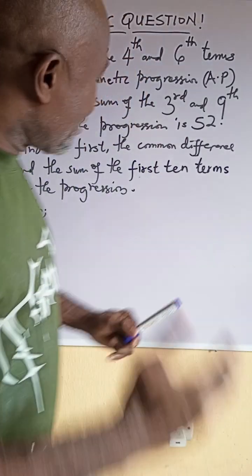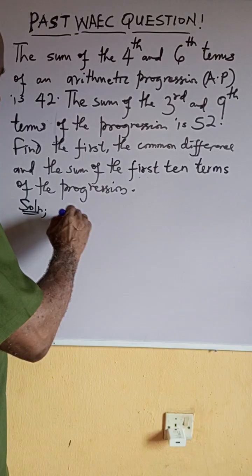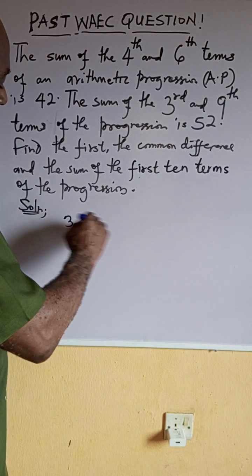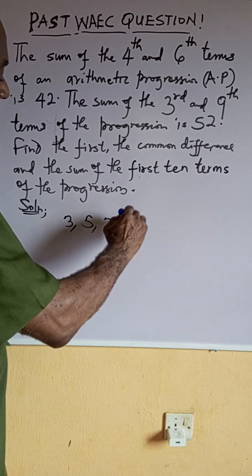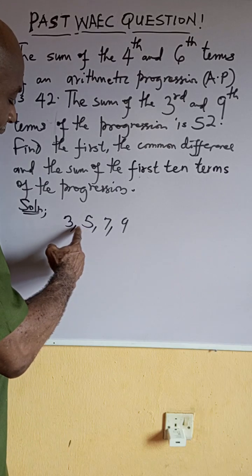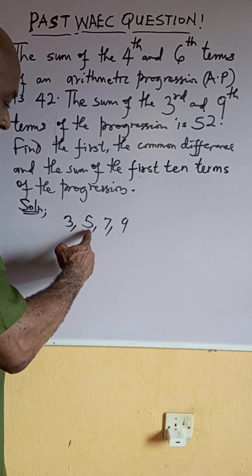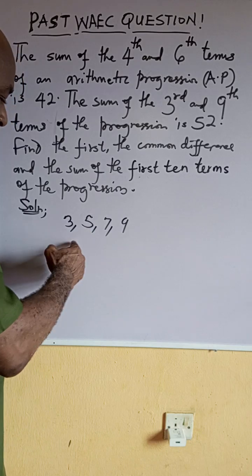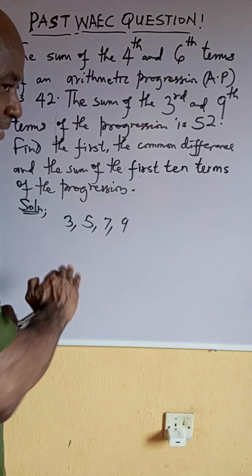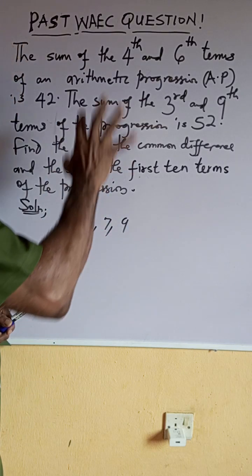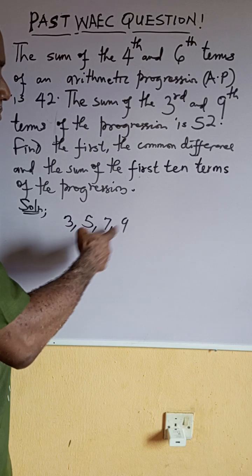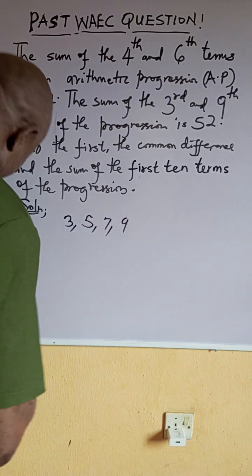For example, if you have 3 as the first term, the next number is 5, followed by 7 and 9. As you can see, they increase in equal steps. If you take away 3 from 5, you have 2. If you take away 5 from 7, you have 2. It continues in that definite order. So in arithmetic progression, AP, we call these the first term, second term, third term, fourth term, and so on and so forth.